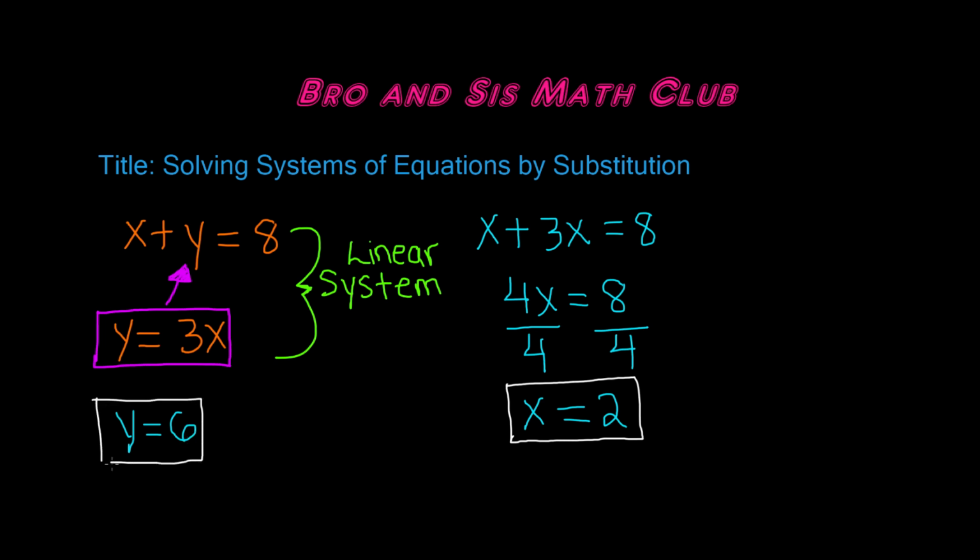So the final solution for this system of equations is going to be in the format of x and y, so it's going to be 2, 6. So this is how you solve a system of equations using substitution.